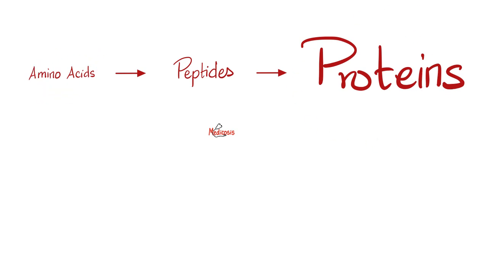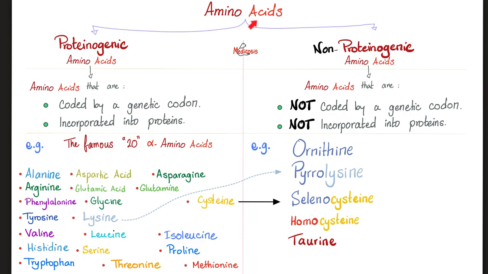Polymers, monomers. Let me ask you a question. How many amino acids do we have in our bodies? Oh, I know, Medicosis. My biology professor told me that we have 20 amino acids only. Shut up. Your biology professor is myopic, no pun intended. The 20 amino acids that you're talking about are only the proteogenic amino acids. You have other non-proteogenic amino acids in your body.